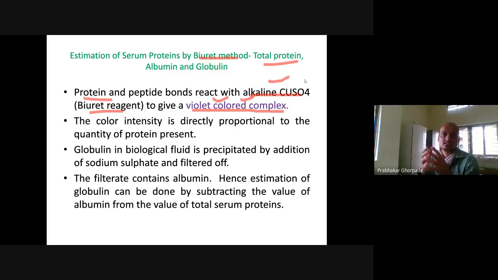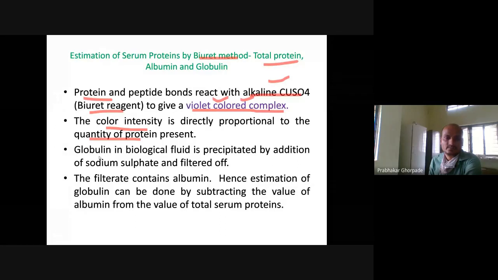So whenever we are asked to write the principle of a test, it means that we have to explain why that particular color is forming, with whom it is forming, and what mechanism underlies it. That is its meaning. The color intensity is directly proportional to the quantity of protein present. So the more protein, the more color intensity.